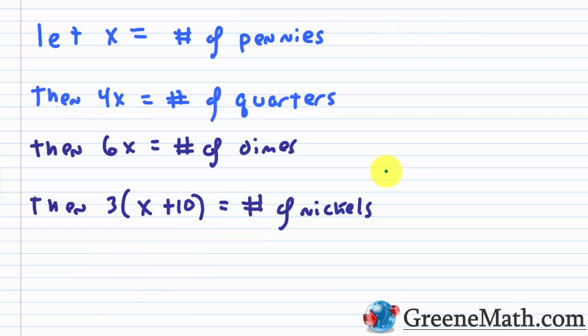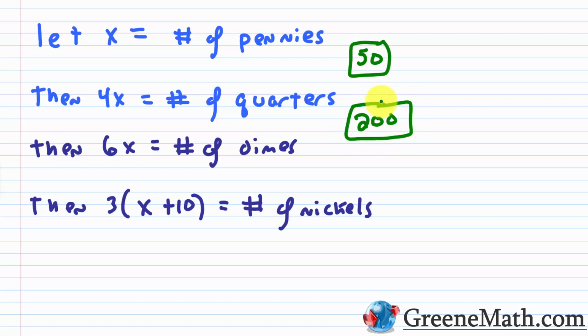All right, so we know that x represents the number of pennies, and again, we found that x was 50, so there are 50 pennies. Then 4 times x is the number of quarters. Again, x is 50. 4 times 50 is 200, so there's going to be 200 quarters. Then 6x is the number of dimes. Again, x is 50. 6 times 50 is 300, so there's 300 dimes.